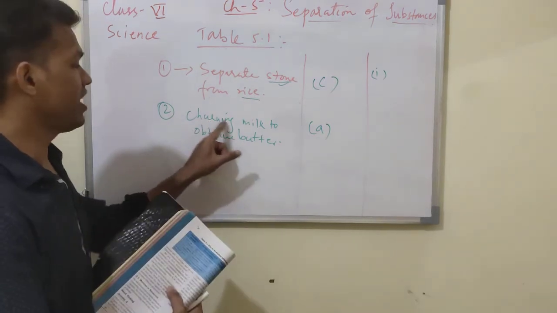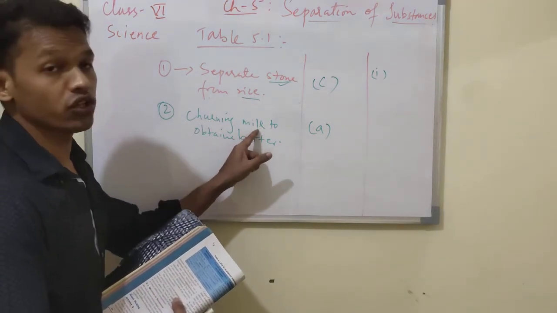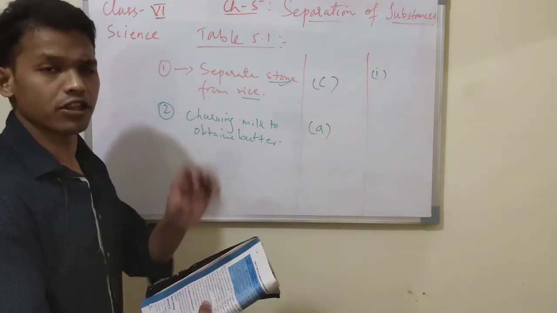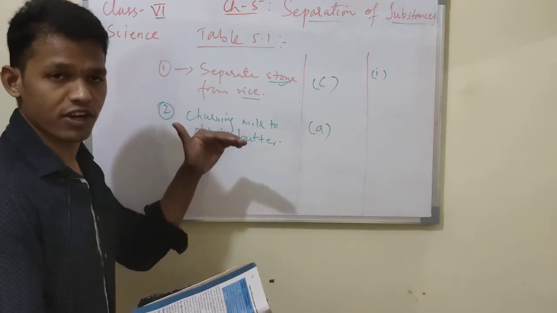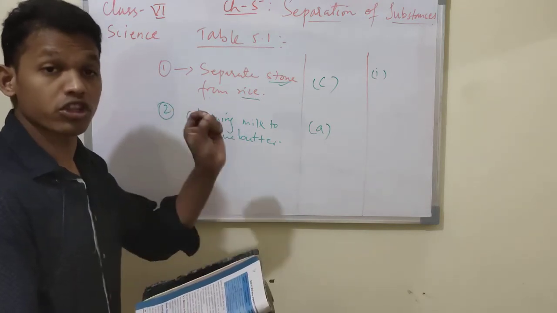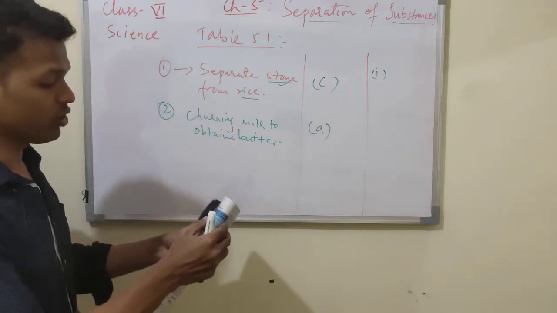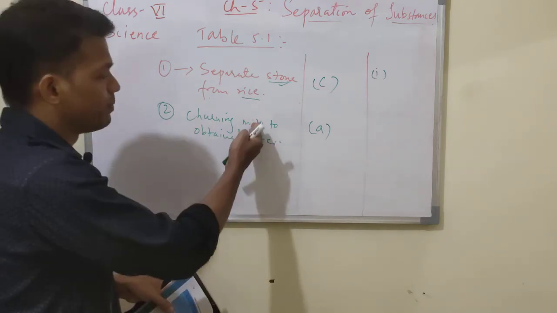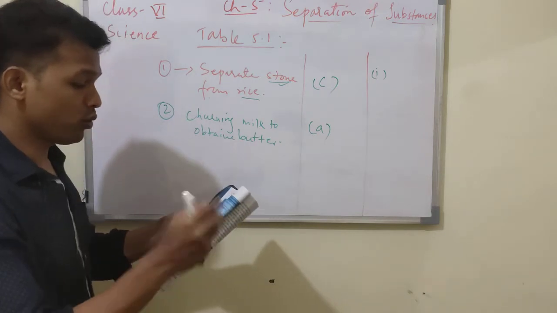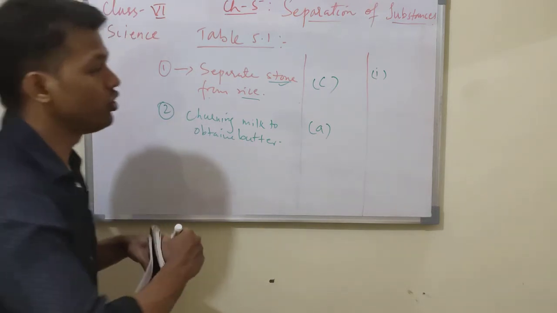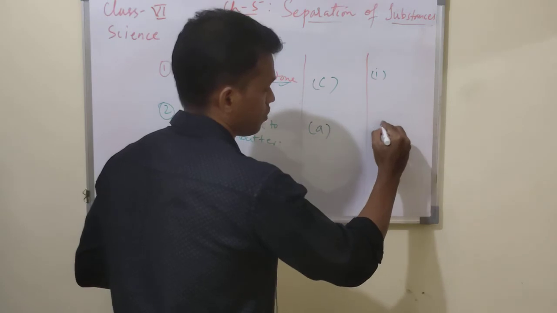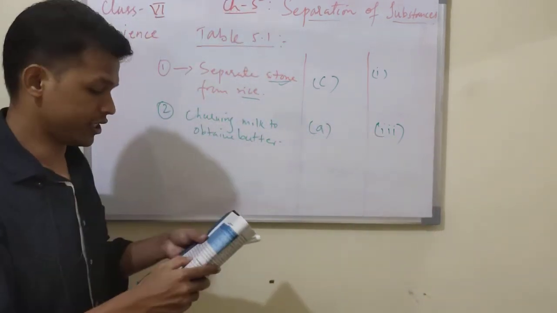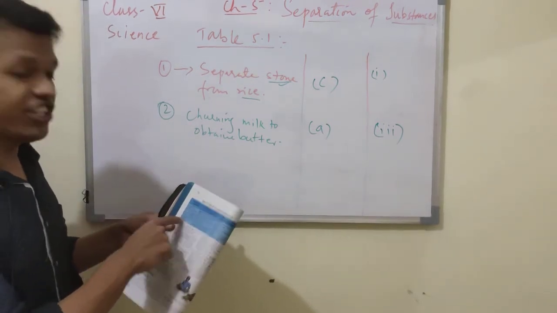Here both are useful. Churning milk to obtain butter: milk is useful, butter is also useful. So option A is to separate 2 different components, 2 different substances, but both are useful. So A is correct. Then next, we throw away the impurities? No, we are not throwing away milk or butter. Third one is we use both the components.